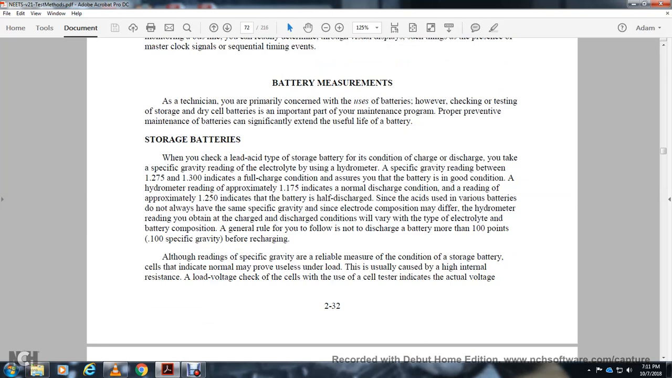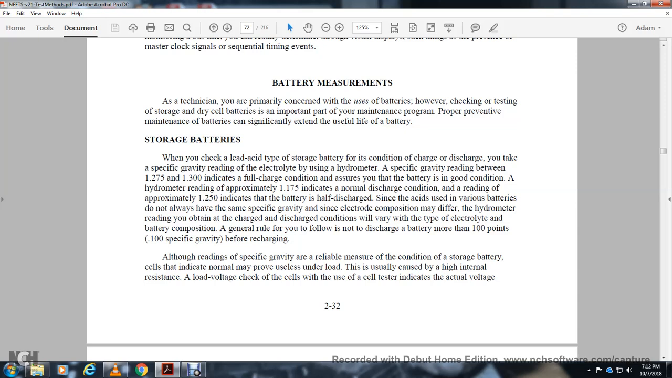Storage battery. You can check the lead acid type of storage battery for its condition of charge or discharge. You take a specific gravity reading of the electrolyte with a hydrometer. A specific gravity reading between 1.275 and 1.300 indicates a full charge condition. A hydrometer reading of approximately 1.175 indicates the normal discharge condition, and a reading of approximately 1.250 indicates the battery is half discharged.